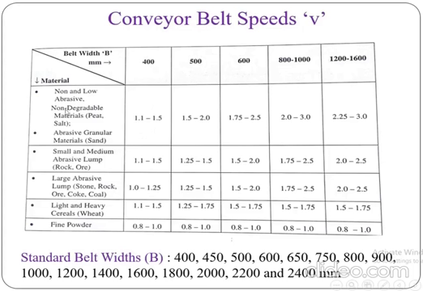Suppose your material is a low abrasive or non-degradable material, peat or salt, and the belt width capital B is 400, then you can select the belt speed between 1.1 to 1.5 meters per second. Then there are the standard belt widths, which are again 400, 450, up to 2400 mm.